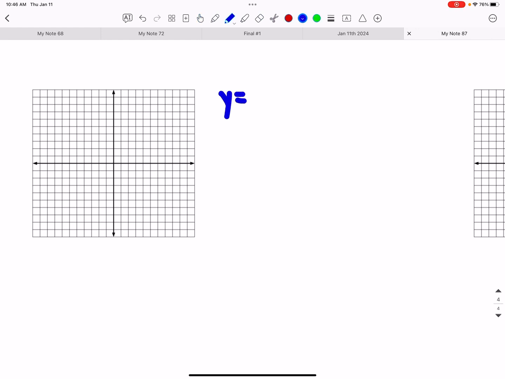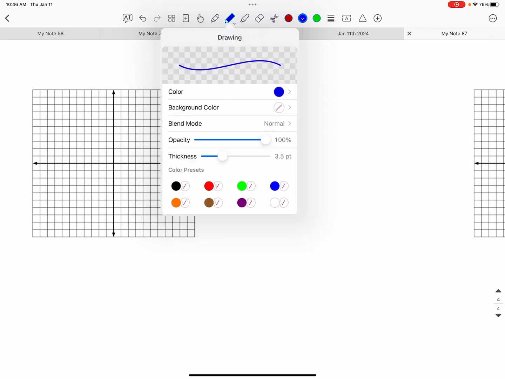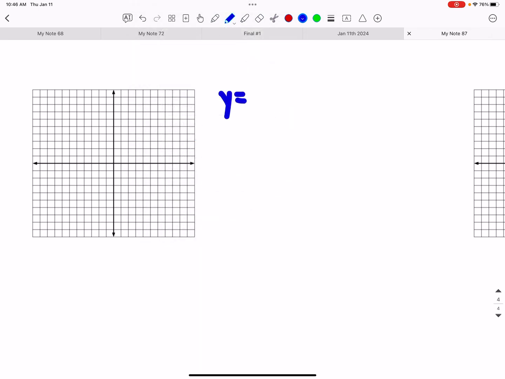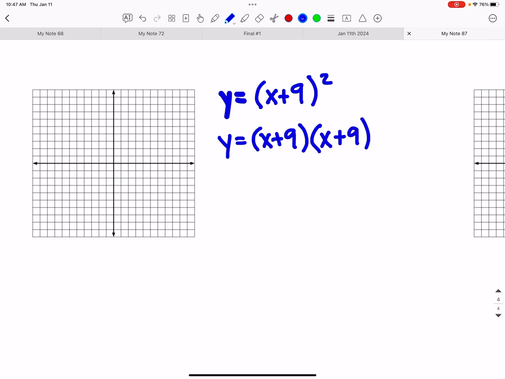Y equals, go a little thinner than that. Okay, x plus 9 squared. What this really means is that the two things we're multiplying are x plus 9 and x plus 9. So there really is only one number that sets this to 0, and the number is -9. Because if -9 makes this guy 0, it makes that guy 0. So there's only one number that makes this 0. So -9, 0. What happens? So that's right there.